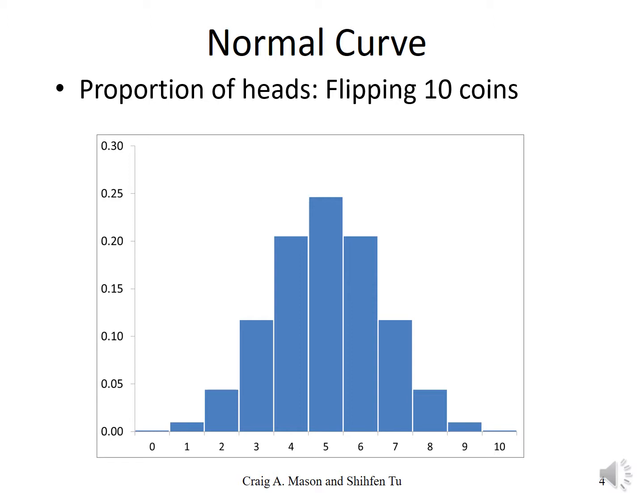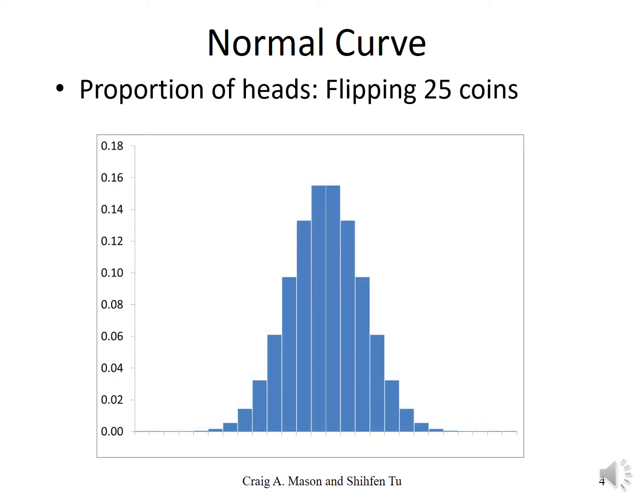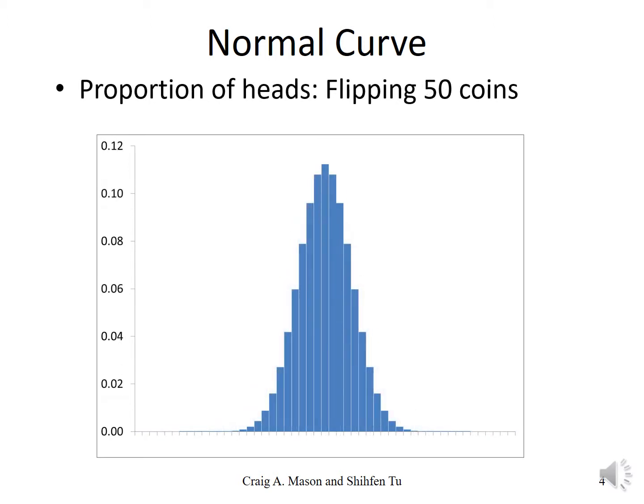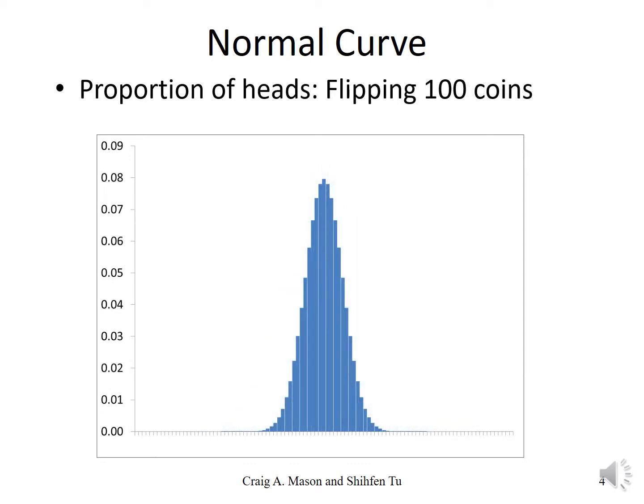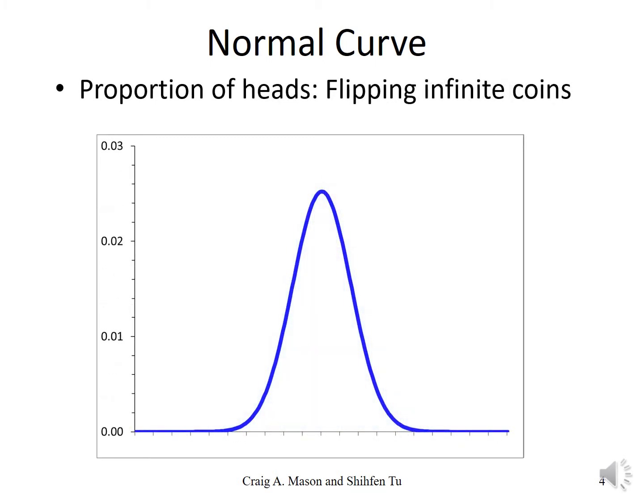What if we flipped 25 coins over and over and counted the number of heads? Mathematically, this is what we would expect to see. Or 50 coins over and over. Or 100 coins over and over. Notice that the distribution becomes increasingly smooth because we have more and more and more possible outcomes. Now, what if we flip an infinite number of coins over and over and over? The result is now the normal curve.